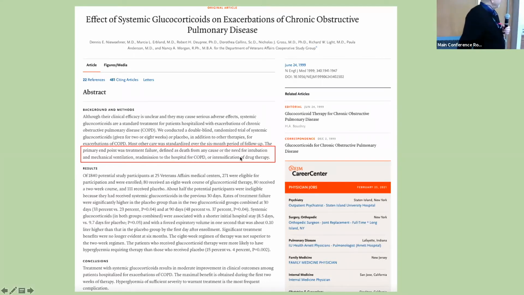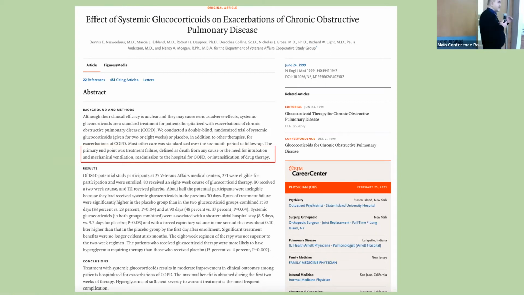You have death from any cause, need for intubation and mechanical ventilation. So far, so good. Readmission to the hospital for COPD, but intensification of drug therapy, right? Do the patient really care about this? Is this the same value as death or intubation, right? So they combined outcomes that are not important to the patient, or at least not of equal importance to the patient. So that's the first on your checklist.